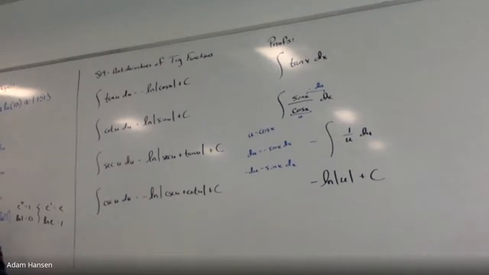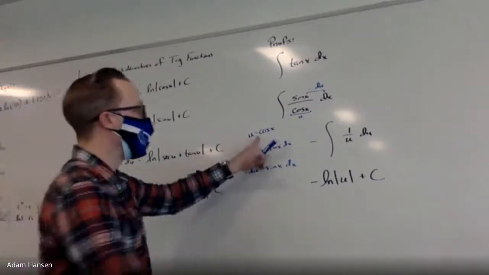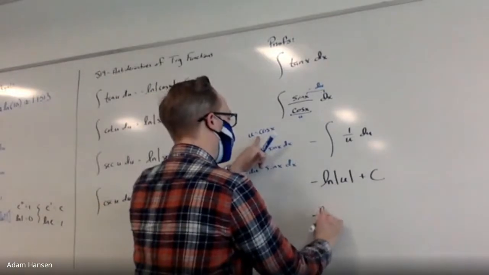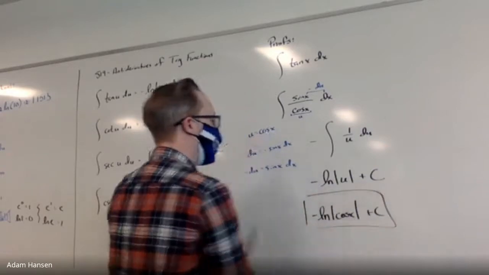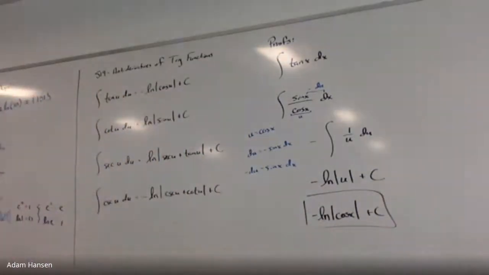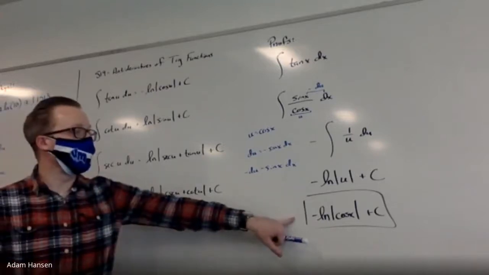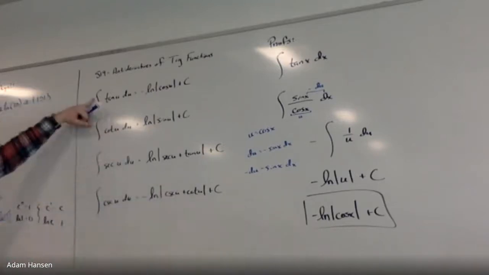So that u substitution helps me take the antiderivative, but now I'm done with it. Let's put the variable back in terms of what I started with. It needs to be written in terms of x, my final answer. Replace u with cosine of x. The antiderivative of tangent x dx is negative natural log of cosine of x plus c. Very similar to what you see here. It's just in terms of an inner function u in case you have a composite.